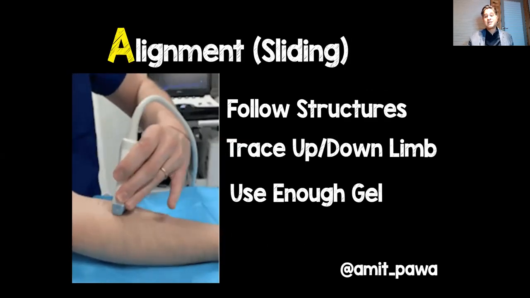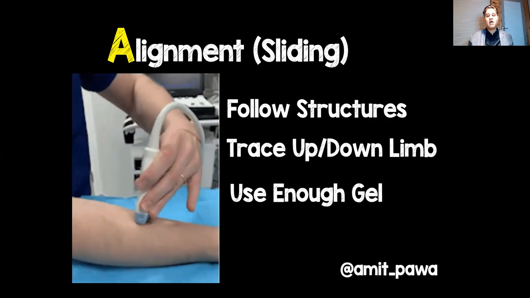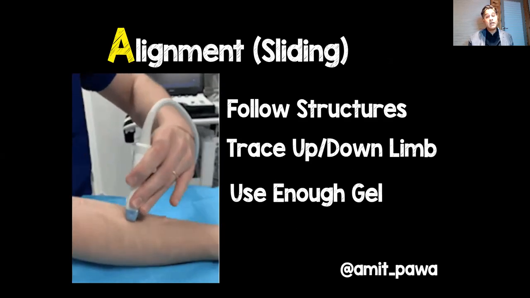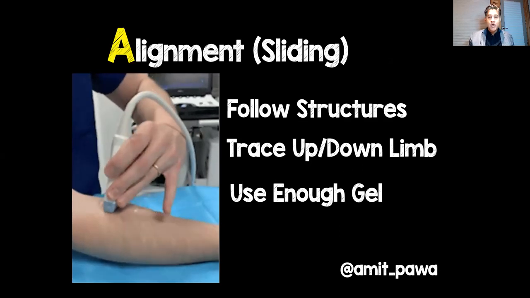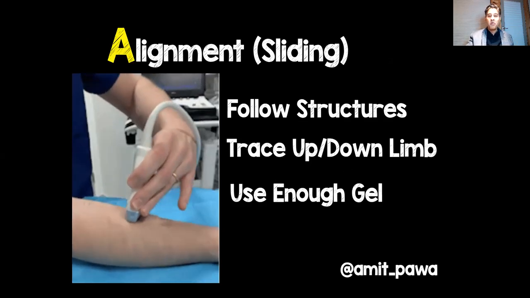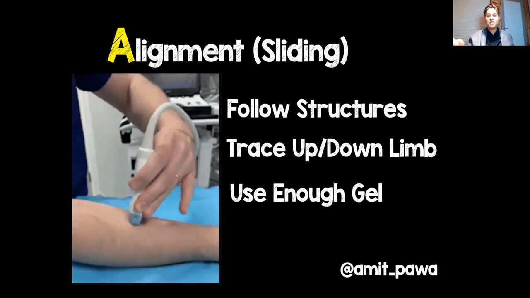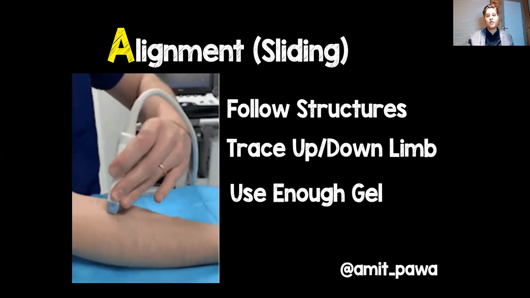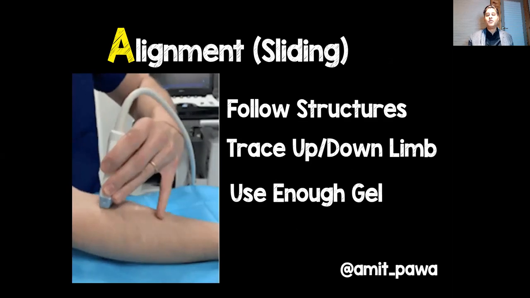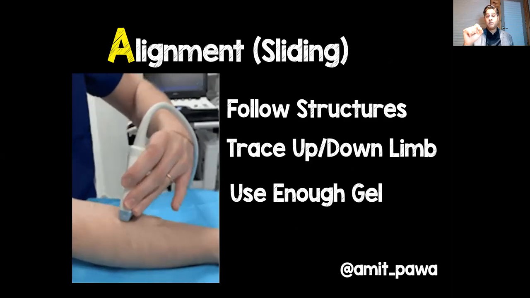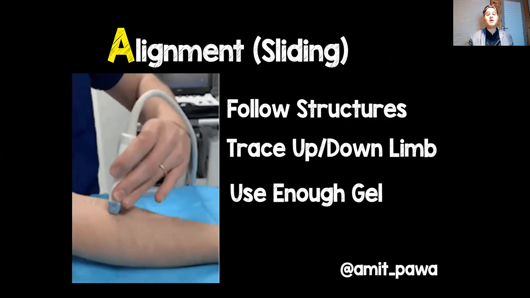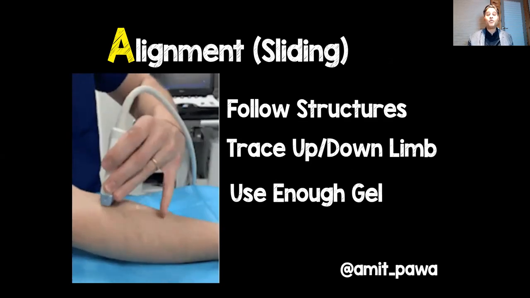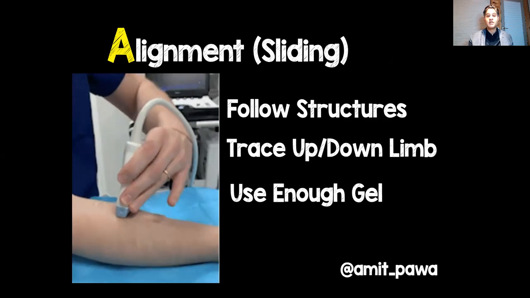Alignment, also known as sliding, is the act of sliding and tracing a structure up and down a limb, for example. It's important that you apply a slug trail of gel so that you don't get to a point where you're dry scanning. But this is literally that ability to scan up and down in real time and trace something. It's often useful if you're putting an arterial line in, for example. You can chase the dot by using alignment, or if you're scanning the median nerve along its path in the forearm, or the popliteal fossa looking at the sciatic nerve.